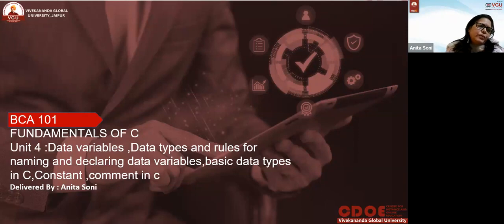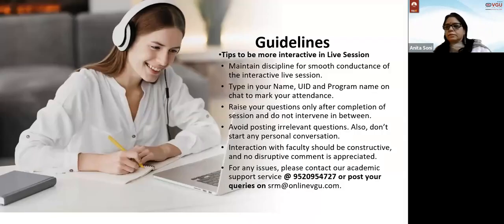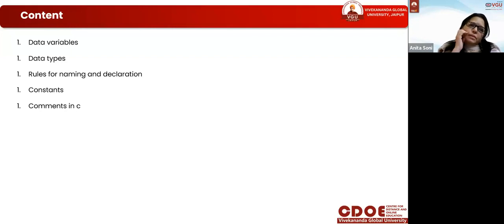in the next unit, you will learn fundamentals of C, like what are the variables, what are data types, what are the rules for defining data types, and how to initialize, how to declare it, what are the constants, what is the meaning of comments in C language. So in this unit, you will study what are data variables, what are the data types, what are the rules for naming and declaration, and what are constants, and how do you write comments in C.